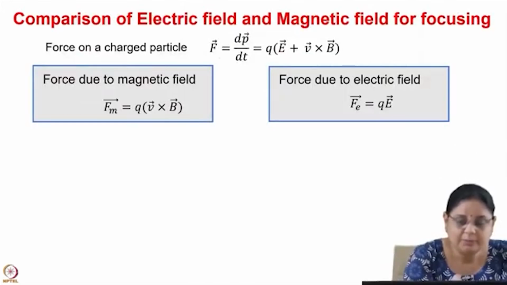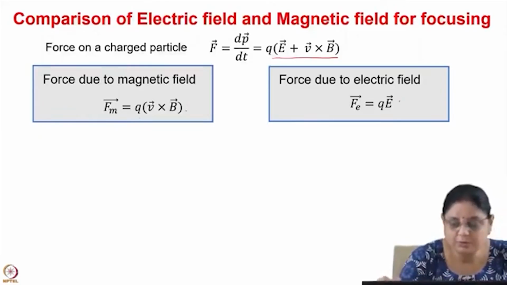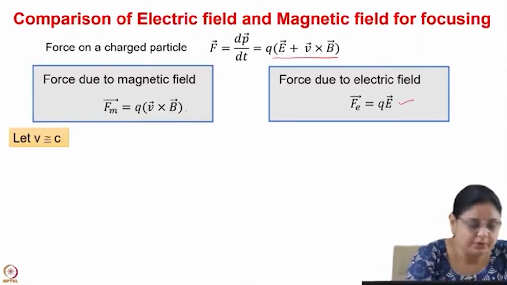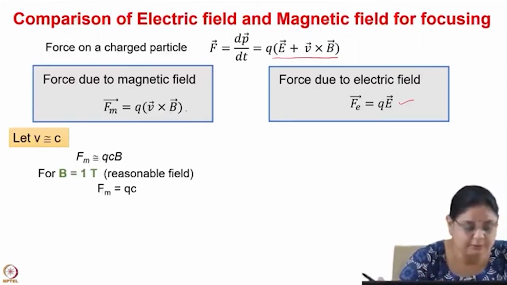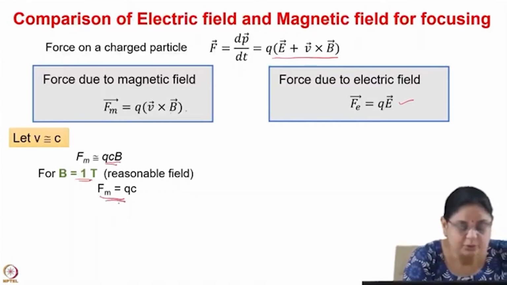We had seen that the force acting on a charged particle is given by Q(E plus V cross B). This is the Lorentz force. Here the force due to the magnetic field is QV cross B, and the force due to the electric field is F equal to QE. So let's consider a high energy beam, so V is close to the velocity of light. The force due to the magnetic field is given by Q into C into B. Now let's take B as 1 Tesla, which is a reasonable field. We get Fm equal to Qc.